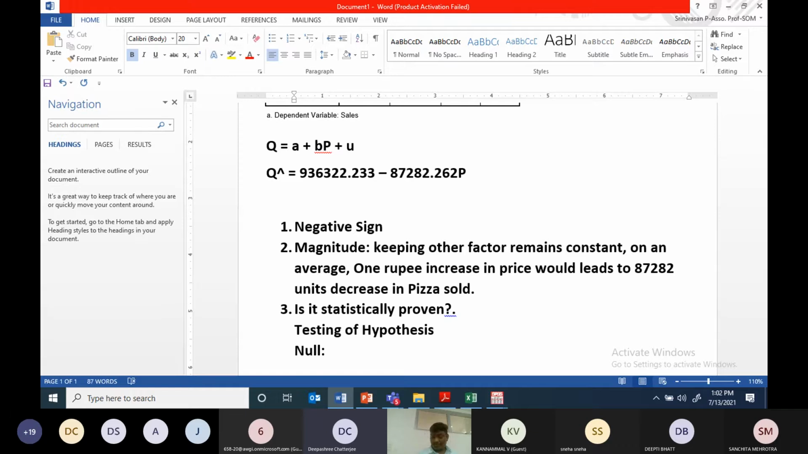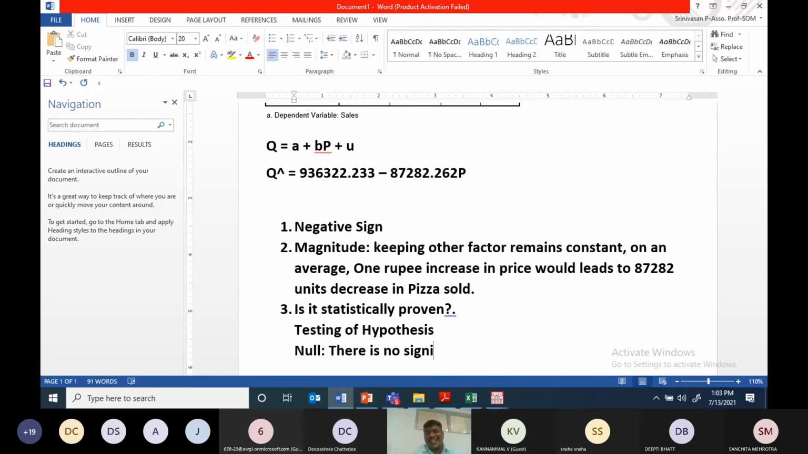The quantity is not dependent on price. There is no relationship between quantity sold and price. What is your name, madam? Deepashri, sir. When you say there is no relationship, then ultimately that comes under a significant relationship. Relationship means correlation only. So there is no significant relationship.